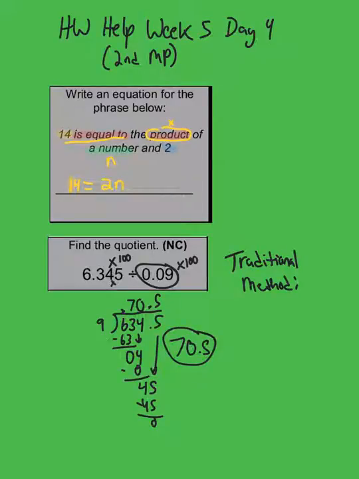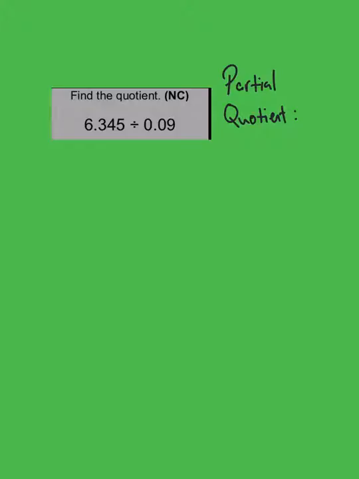Now on to the next page, and then we'll be doing it in the partial quotient method for whichever. In partial quotient, I'm going to get rid of all of the decimals. So I need to move this decimal 3 times to the right, and this decimal 3 times to the right. So what I'm going to do is 6,345 divided by 90. Now I'm going to solve this using partial quotient.